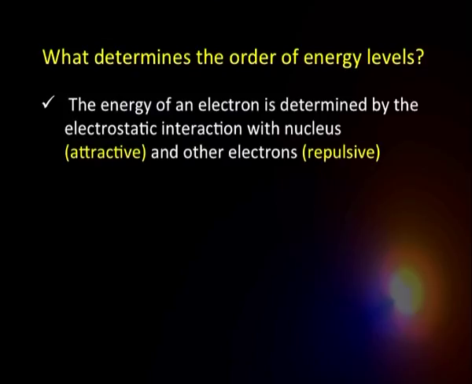The answer is that the energy of an electron in a multi-electron atom is determined by the electrostatic interaction of the electron with the nucleus, which is an attractive interaction that decreases energy, and the repulsive interaction with other electrons. Let us understand this. Suppose I have a lithium atom. In a lithium atom, there are 3 electrons. So, how are they distributed? We have a nucleus which is positively charged. We have the 1s orbital which contains 2 electrons, and the 2s orbital which contains 1 electron.